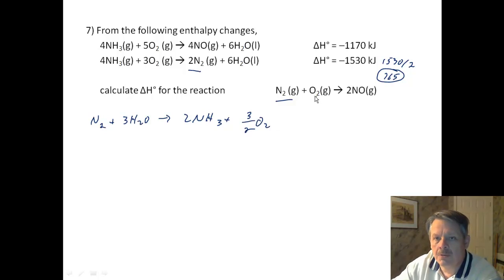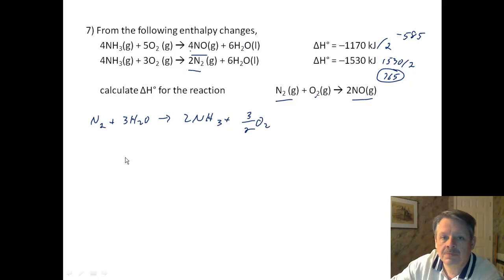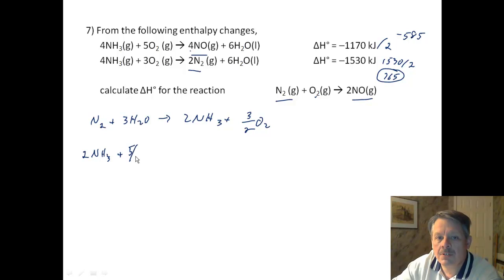Let's see, I'm looking for O2, but that's in 2 places, so I leave it alone. I'm looking for 2 NOs. 2 NOs are only in the top. Now they're on the proper side, but I have twice as many as I want, so I have to divide this also by 2, and that becomes negative 585. So let's see, I'm just dividing by 2, so that becomes 2 NH3 plus 5 halves O2 give me 2 NOs plus 3 H2Os. Okay, the 3 H2Os cancel. That's easy.